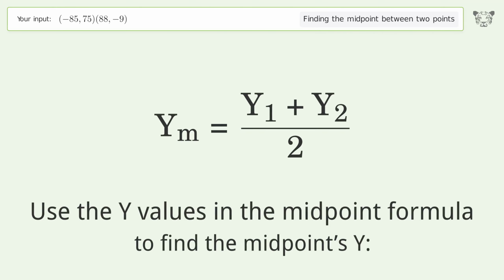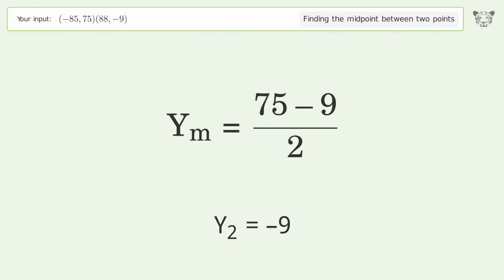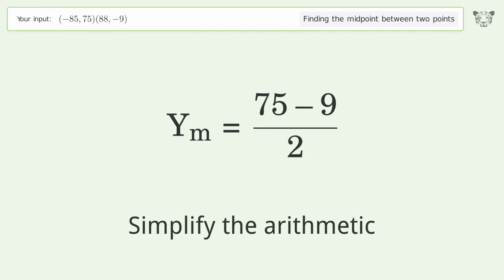Use the y values in the midpoint formula to find the midpoints y. y1 equals 75. y2 equals -9. Simplify the arithmetic.